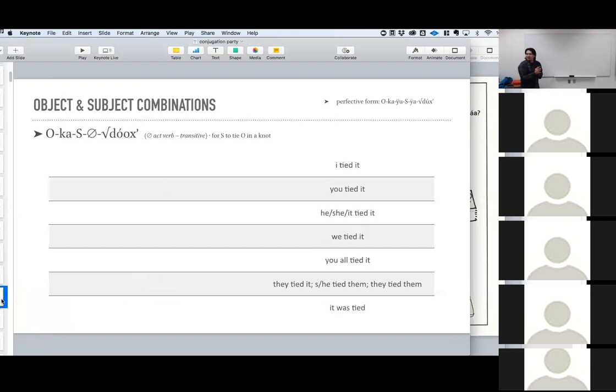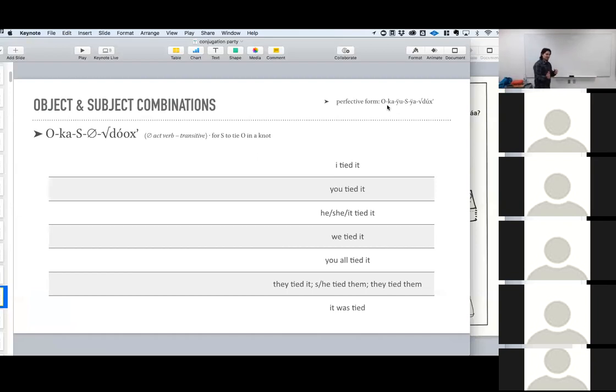Okay. So tying. And when we talk about tying, because it's Tlingit, we're talking, well, what kind of tying are you doing? This is tying a knot, like your shoes. It's tying something into a knot, because there's wrapping things. There's some different types of tying. But that's what this is. So there is an object. The object will be zero, except for the third person. It's going to change to an A. We'll see that pattern again.